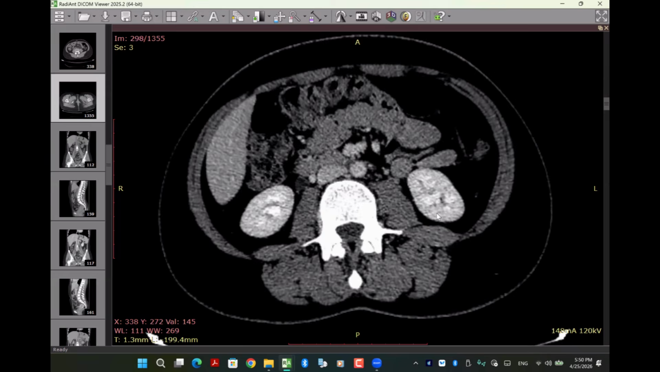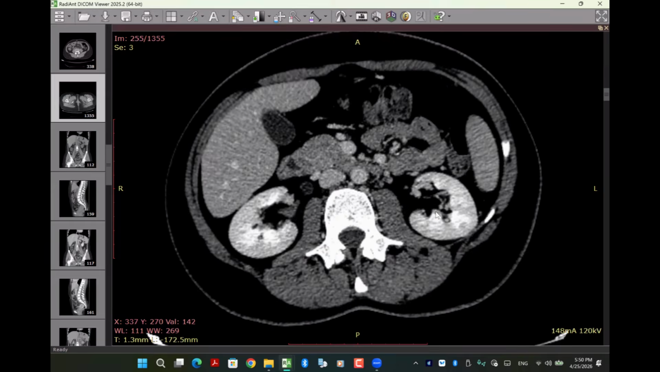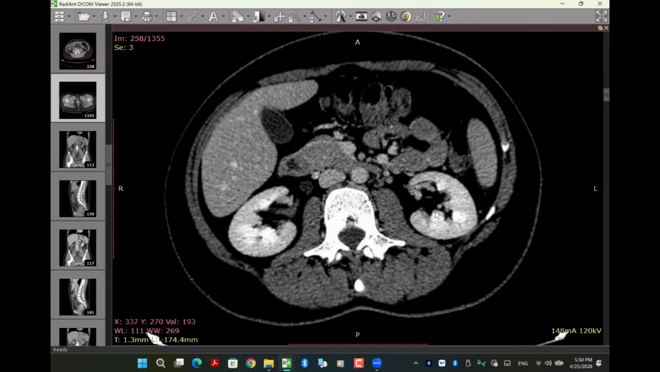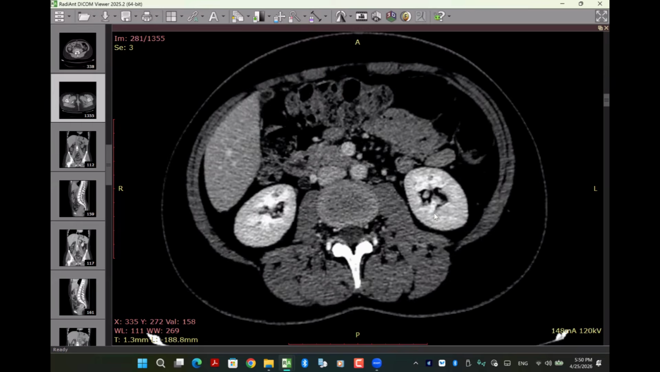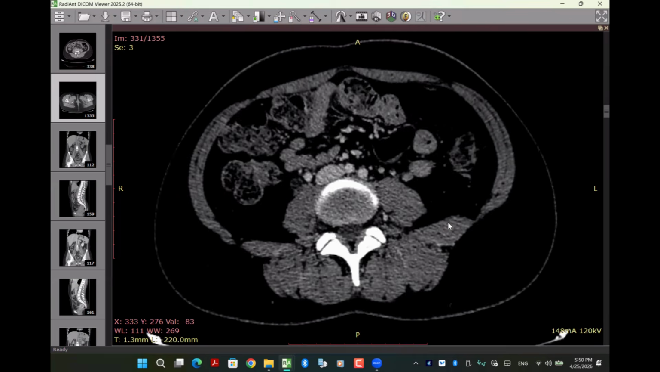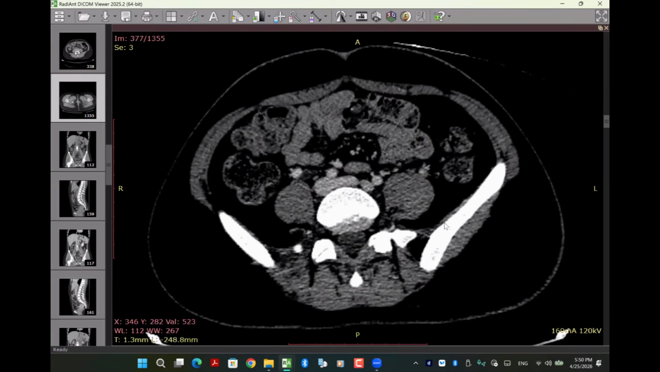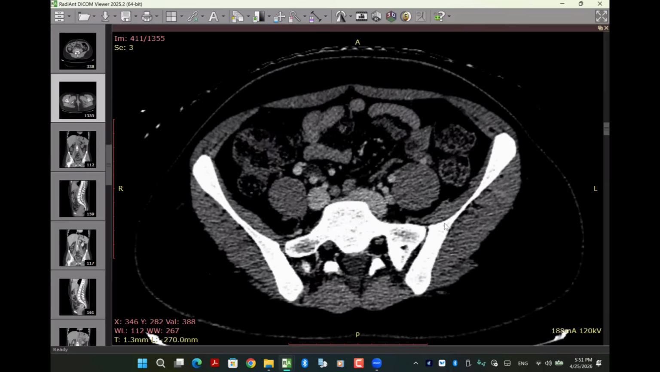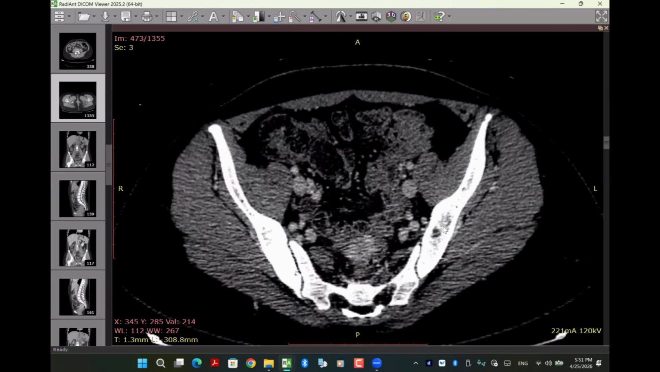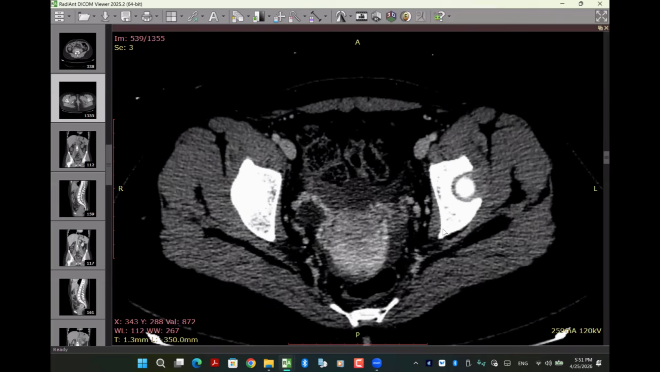Rather, I can see low density areas in the kidneys bilaterally. I'm not sure what these are. They could be artifactual in origin. And I could not see the ureter. The ureter is seen, it is dilated widely. I'm going inferiorly to see any mass in the ureter. I want to look at the inferior end of the ureter, and here is the uterus.